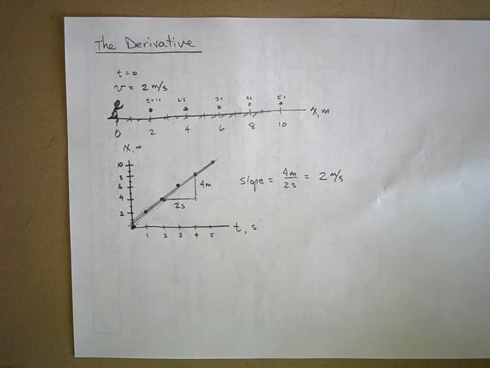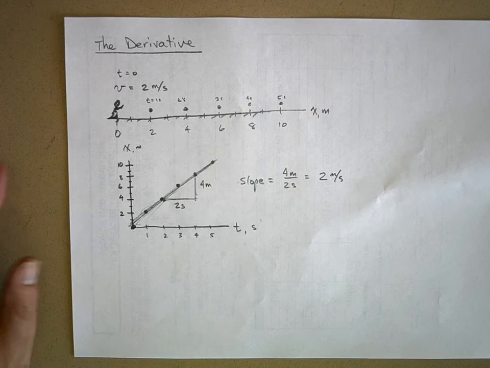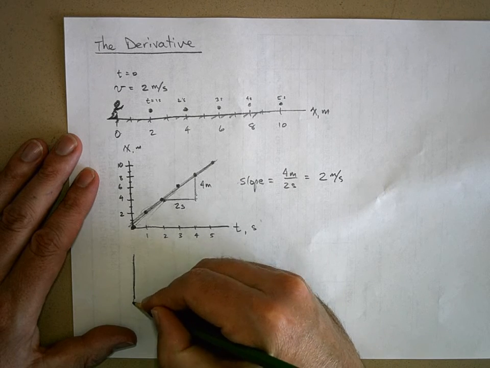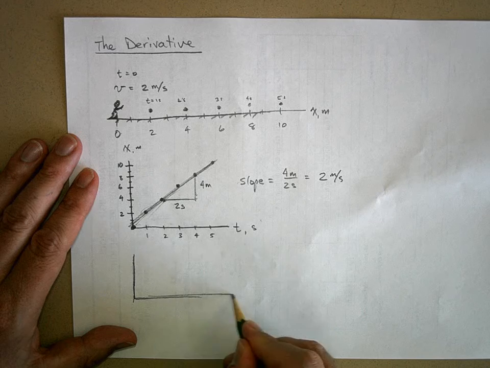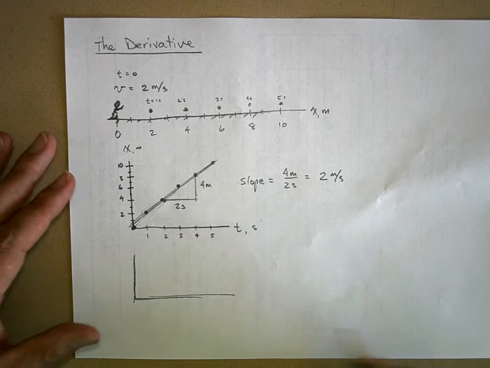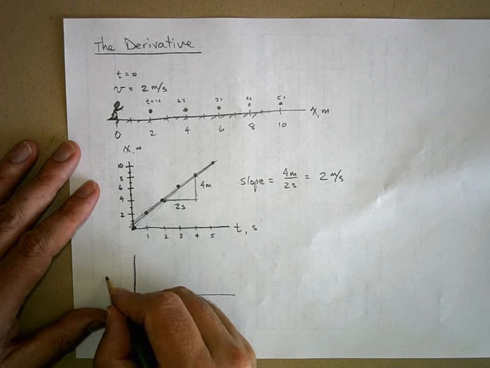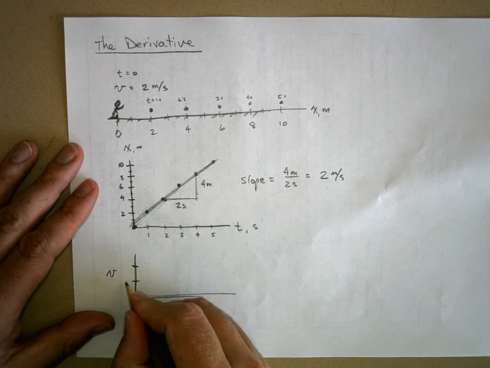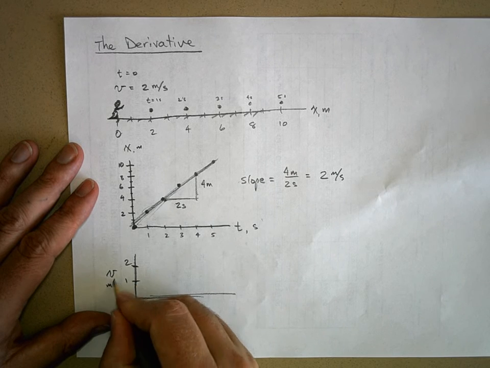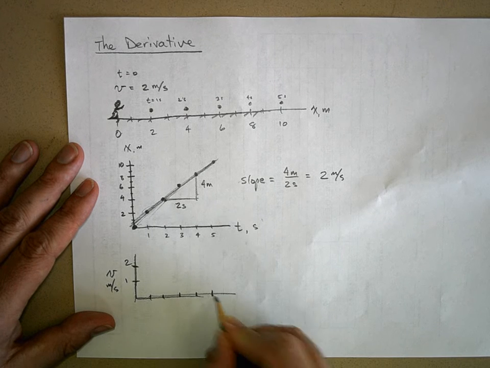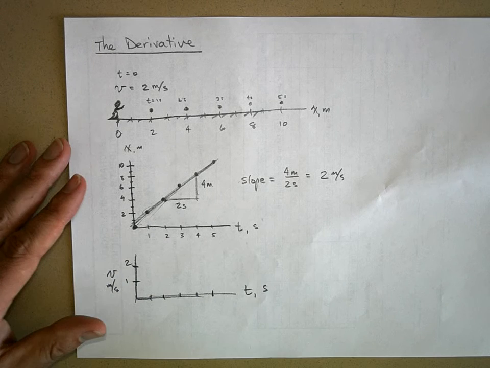Well, I'm going to graph it. Why? Because I love graphs. They're my life. So we said that the derivative of position is a function of time. We call it velocity. And so this is going to be my velocity, and it's going to be 1, 2, in meters per second, and 1, 2, 3, 4, 5, and this is time in seconds here.